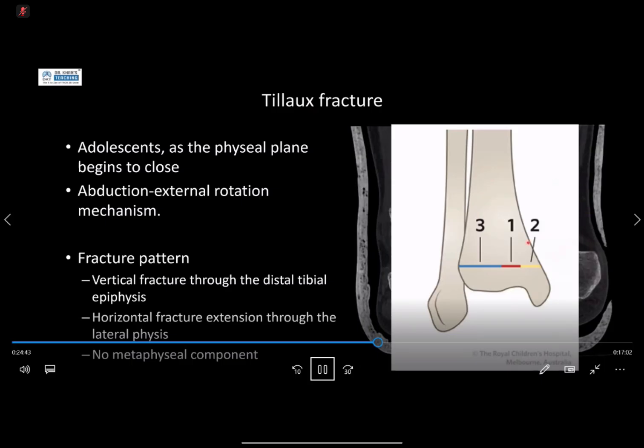So knowing how the physis closes is important. This is why the fracture line goes through the open physis, laterally, because the closure starts centrally, then goes medially, and then finally the lateral physis closes, hence accounting for the pattern of injury.